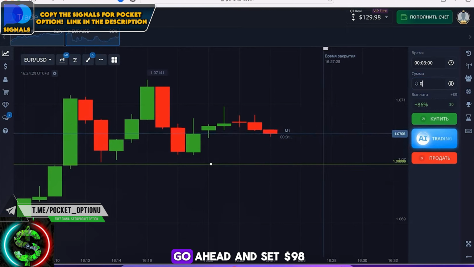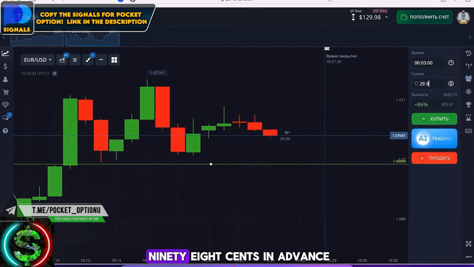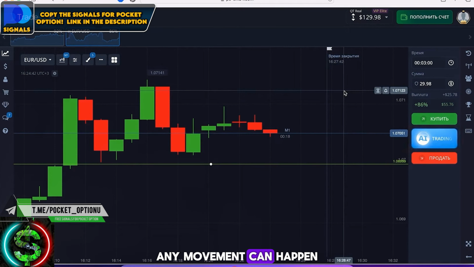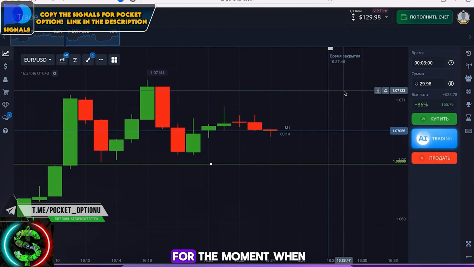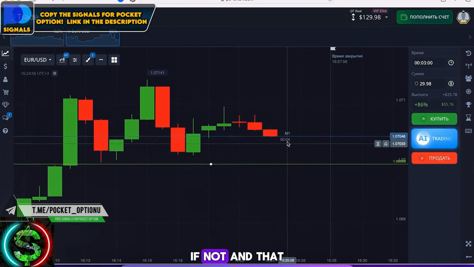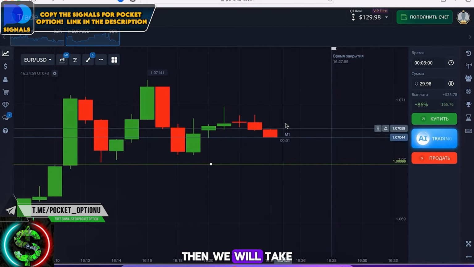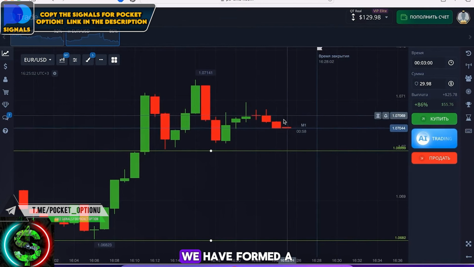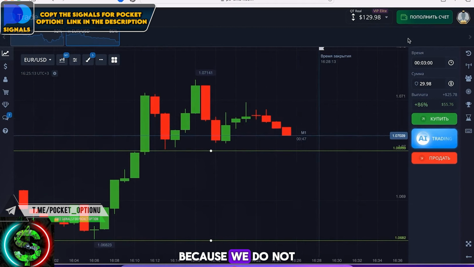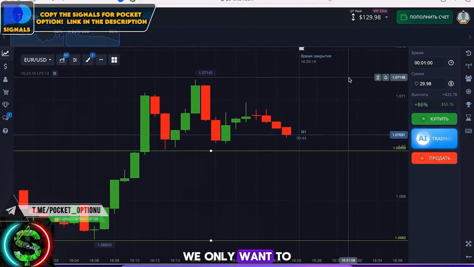So here, let me go ahead and set $99.98 in advance. And right now, for now, it seems like we should go for a downward position. Any movement can happen right on the trend now, so we are waiting for the moment when the candle either sharply goes up or sharply goes down. If it does go down now, then we will add to our downward position. If not, and that situation doesn't occur, then we will take a position back up. As we can see, we have formed a small bearish candle again. This is the 3rd consecutive bearish candle, but we still are not rushing. We are waiting for the moment because we do not want to take any losses here. We only want to gain profits.